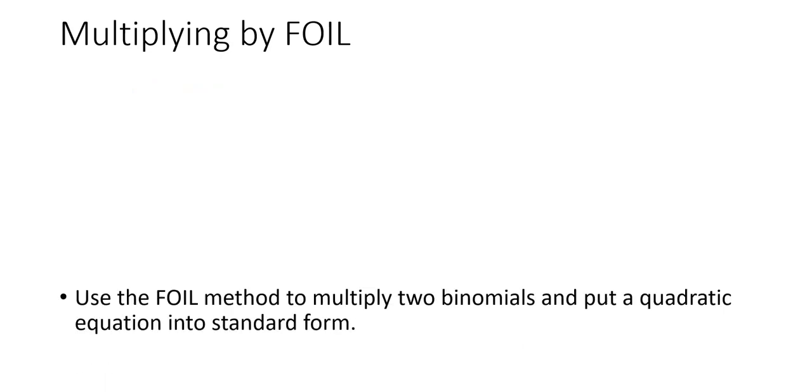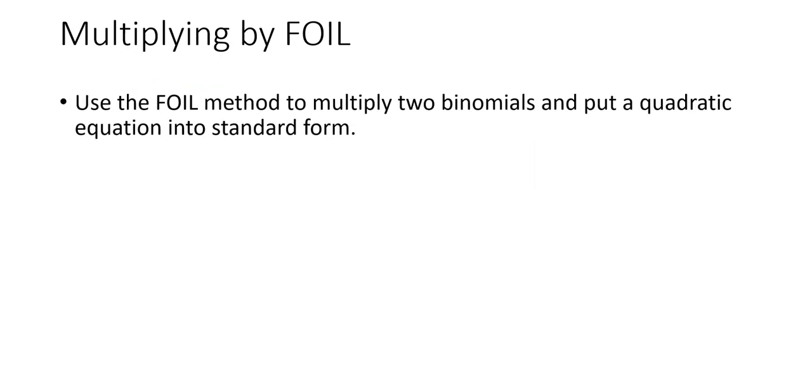Hi, how about foiling? Foiling is a shortcut when you're multiplying 2 binomials together. It only works when you're dealing with 2 binomials. It doesn't work for a binomial and a trinomial. It doesn't work for 2 trinomials. It's just a multiplying shortcut when you're dealing with 2 binomials. So first, outside, inside, last. That's what FOIL stands for.